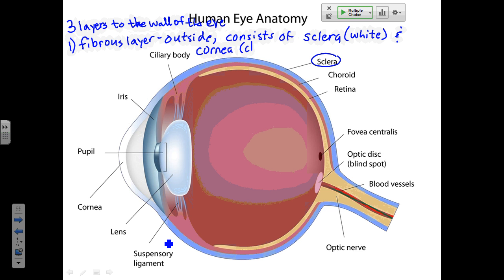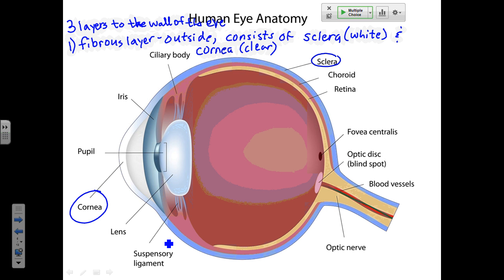And the cornea is the clear part of the eye. It's right here. The cornea acts as part of the surface that actually bends light when it comes into your eye. So we have a separate thing that's called the lens, but the cornea also acts as part of the lens of the eye that moves light from outside of the eye onto the retina.